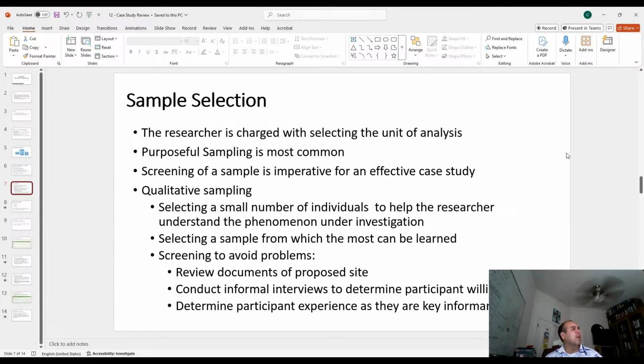That's purposeful sampling. Okay, screening to avoid problems, reviewing documents of the site that you're going to be studying, conducting informal interviews to determine whether people are going to be willing to participate in the study, and determining particular experiences as they are key informants.